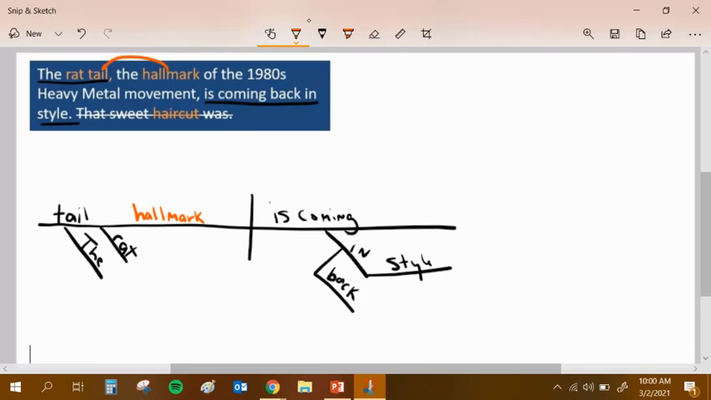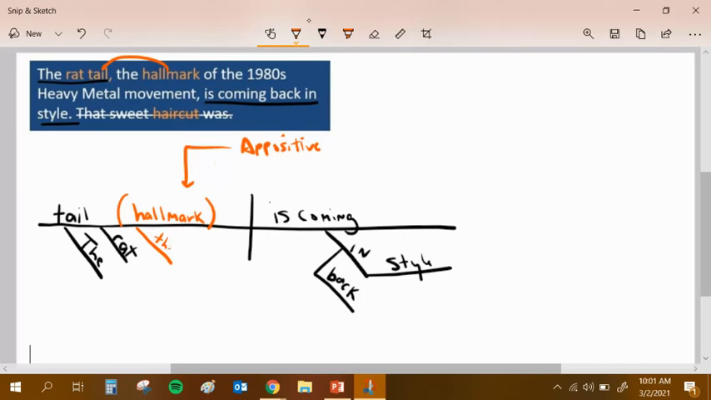So the way I show something as an appositive is I'm going to put parentheses around it. This is my way of saying, hey, that's better. You are in apposition. You're renaming that subject. And then all the words describing a hallmark are going to go underneath it if I can. I'm going to try my best to fit them here.